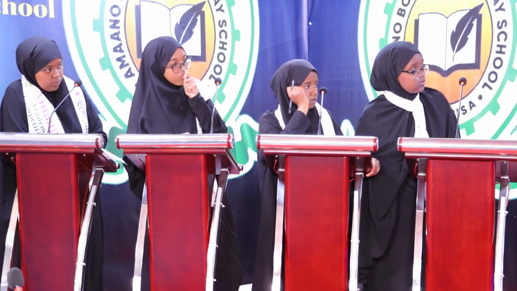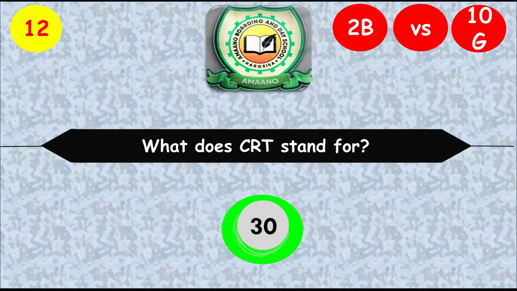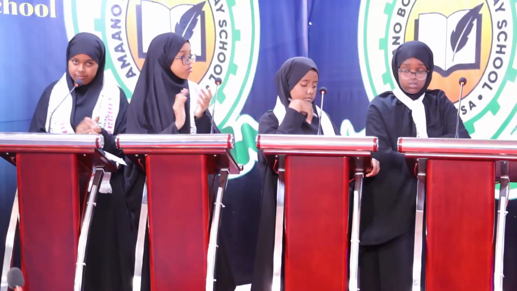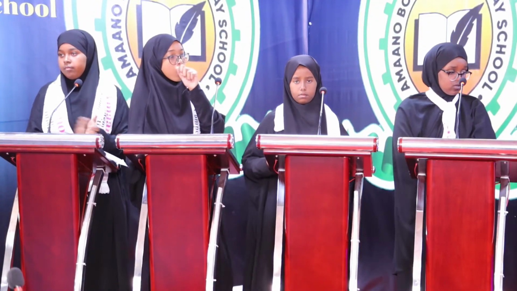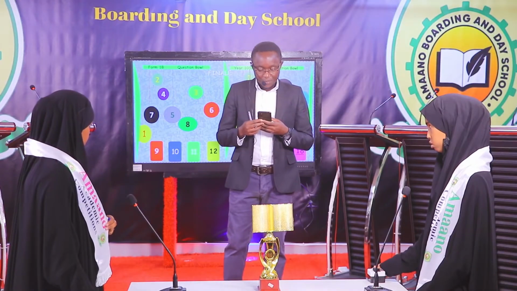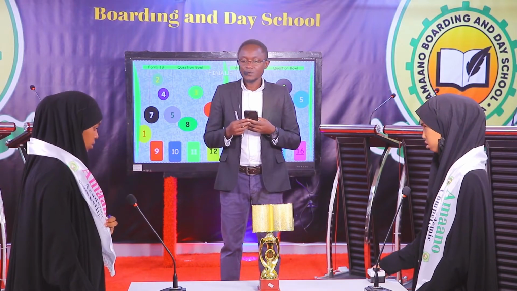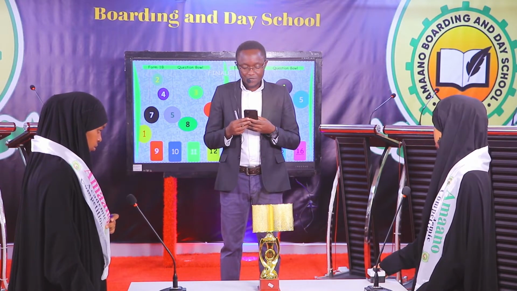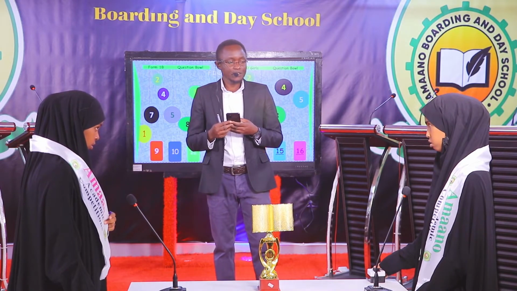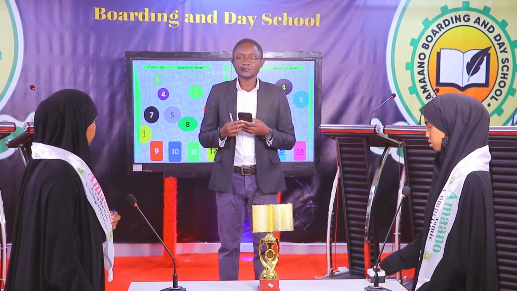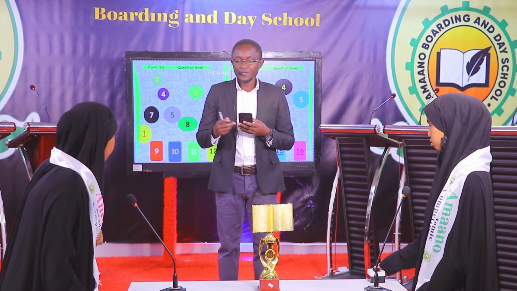So we are moving to the third, from 1B. One question is left. Okay, number 12. ICT question. Cathode ray tube. Cathode ray tube, that's correct. What is the primary oxygen carrying protein found in red blood cells? Yes, hemoglobin, that's correct.